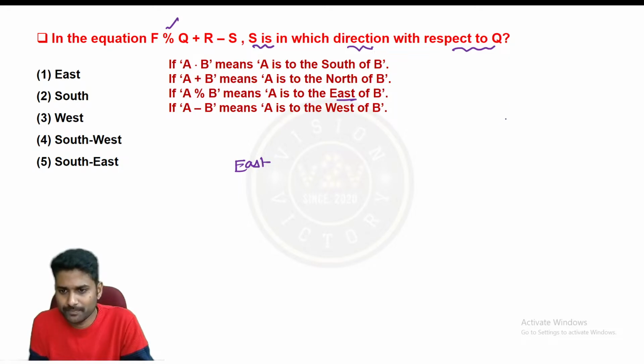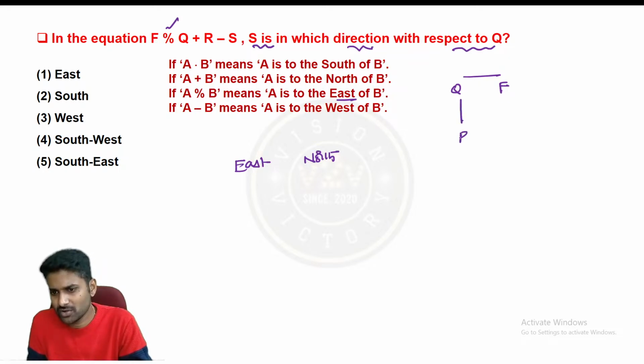Next one. If you want the picture, I will tell you the picture also. F is the east of Q. Here minus, what does plus stand for? North. So the next information is all about north. Now who is north? Q is the north of R.